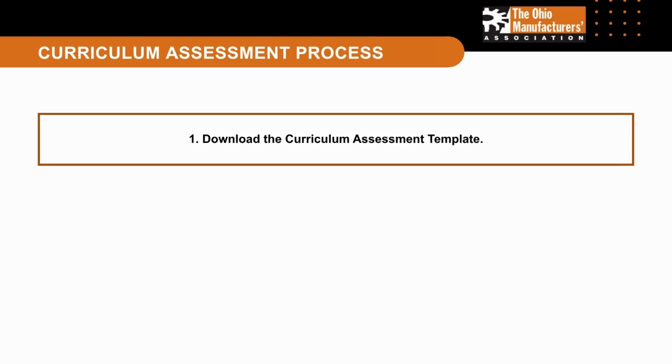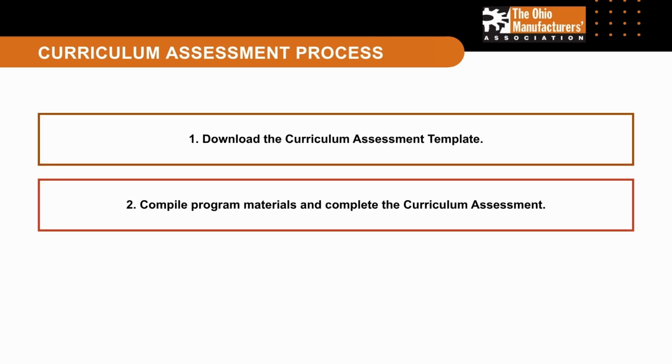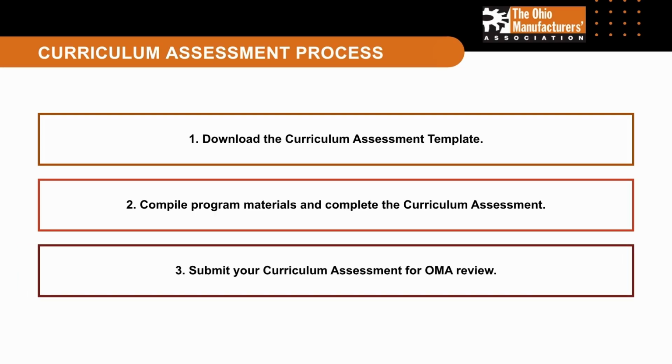The process is simple. First, download the curriculum assessment template. Then, compile program materials, like lesson plans, bodies of knowledge, and individual course modules, and complete the assessment. Finally, submit your curriculum assessment to the Ohio Manufacturers Association for review.